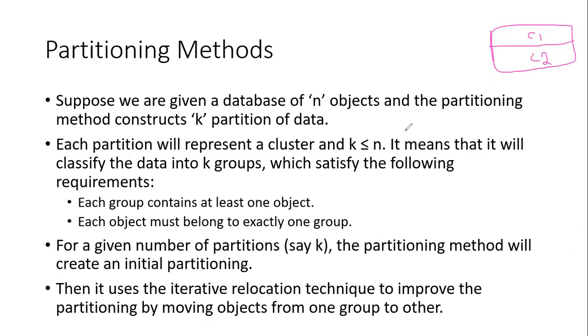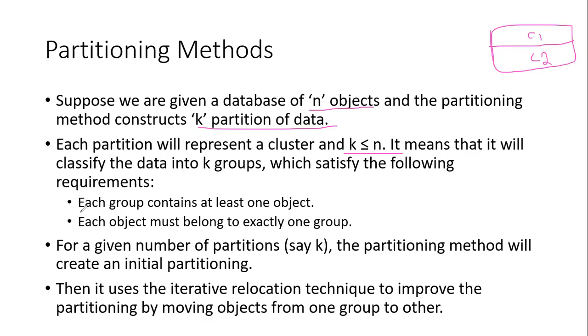So suppose we are given n rows and we want to construct k partitions. That is the k-means algorithm. So k partitions of data. Each partition will represent a cluster and k is less than equal to n. Lazmi baat hai na, kyunki I can't have that many clusters as I have rows. It is possible to have a maximum value, but why would I want that? Agar maine har row ko ek alag cluster mein dalna hai, to clustering ka fayda kya hai? Theek hai? So that's why k is less than equal to n.